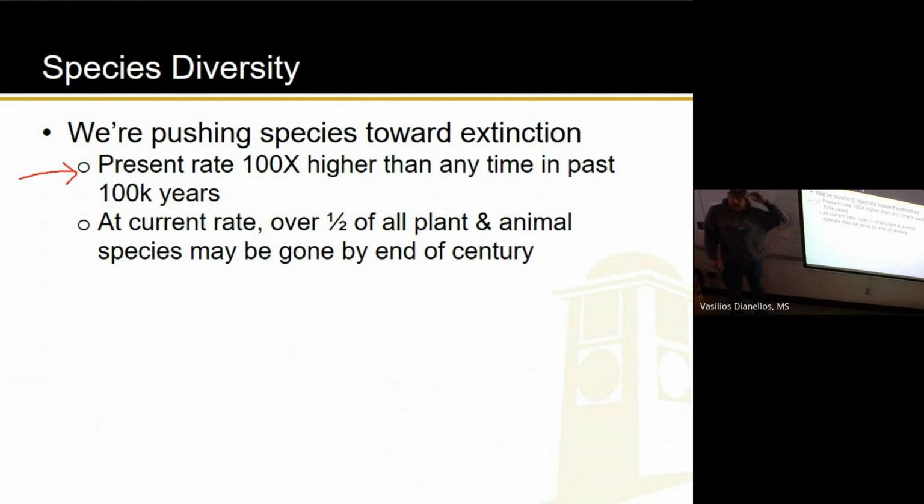Anyway, at the current rate, over 1/2 of all the plant and animal species may be gone by the end of the century, according to either your textbook or your old textbook. I don't remember which. But I will put a big old X through here indicating I'm not going to ask you any questions about those numbers. Point is, species diversity is an important thing, and it's a very relevant thing because we are losing a lot of species. Here's some examples from your book.